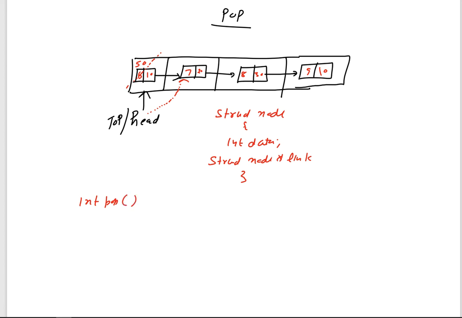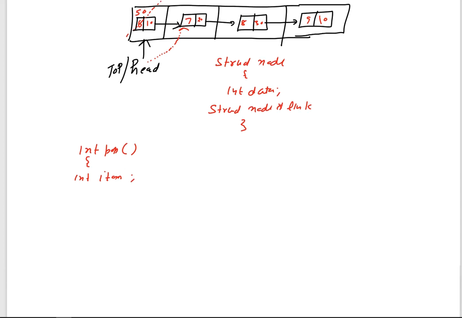So what this particular pop function will do, let us take one item variable. The item variable will be used later, so we'll see it. Now let us take one struct node temporary pointer. So this is a temporary pointer we have.